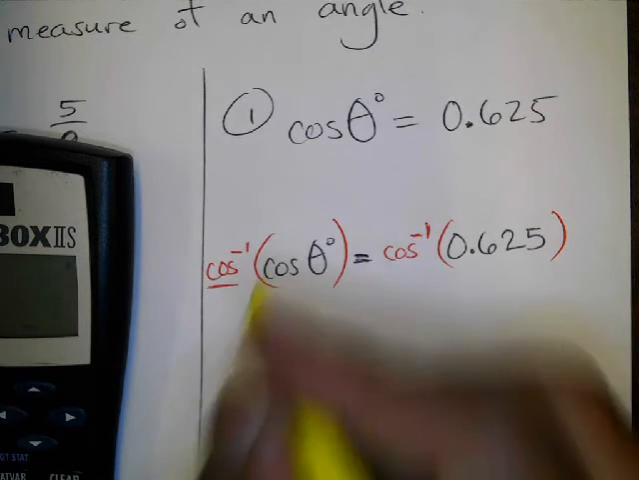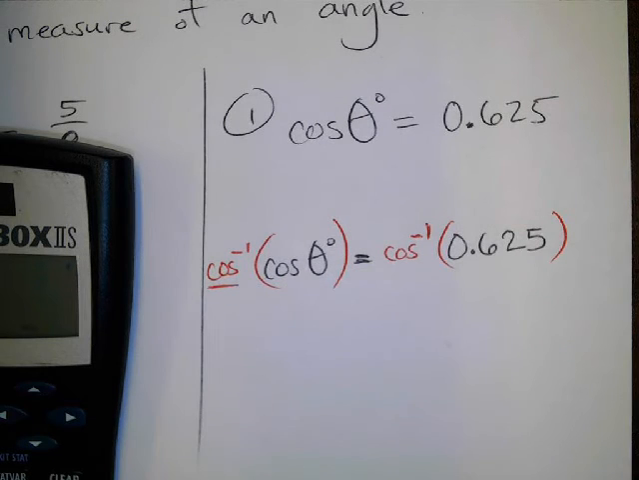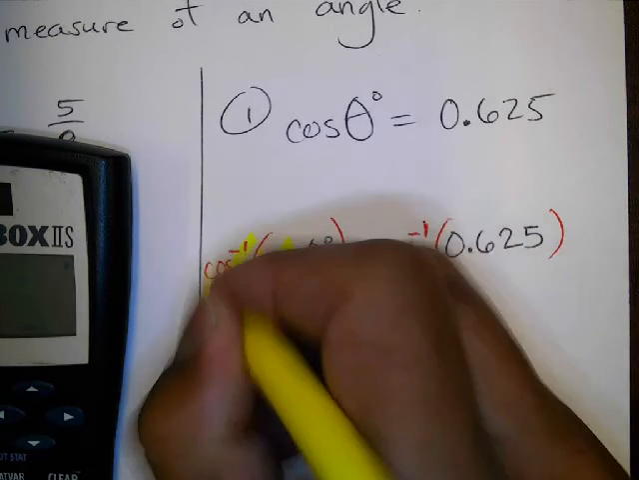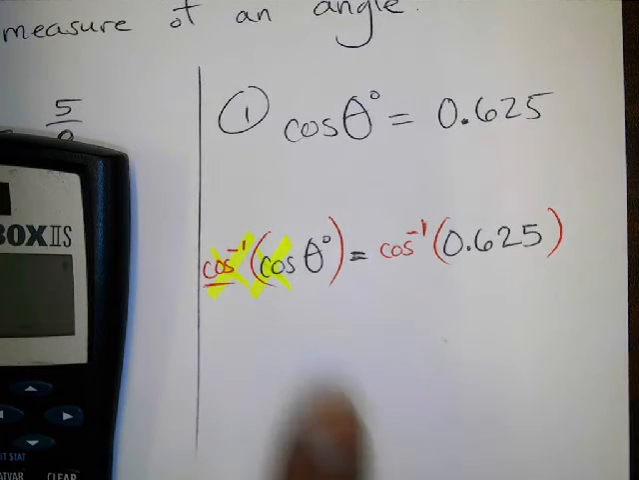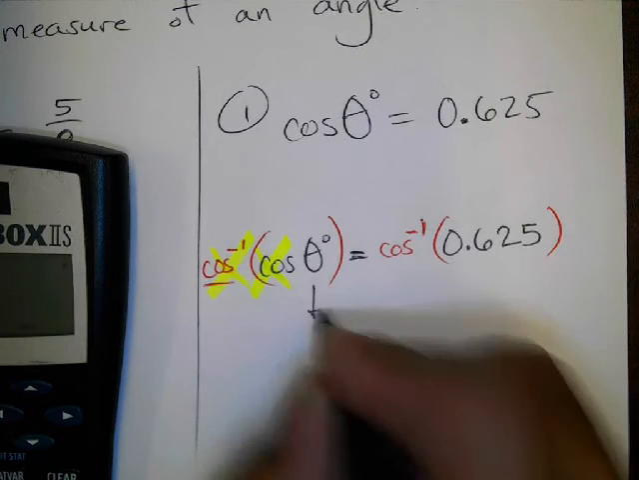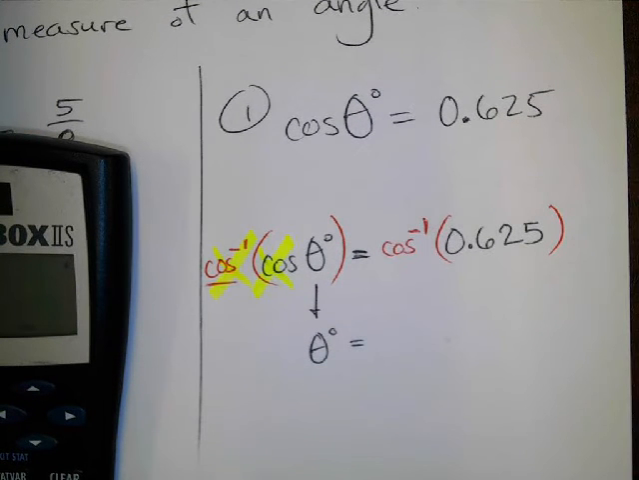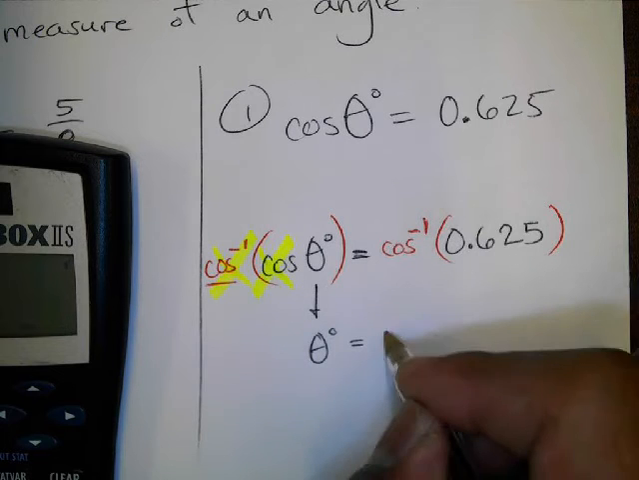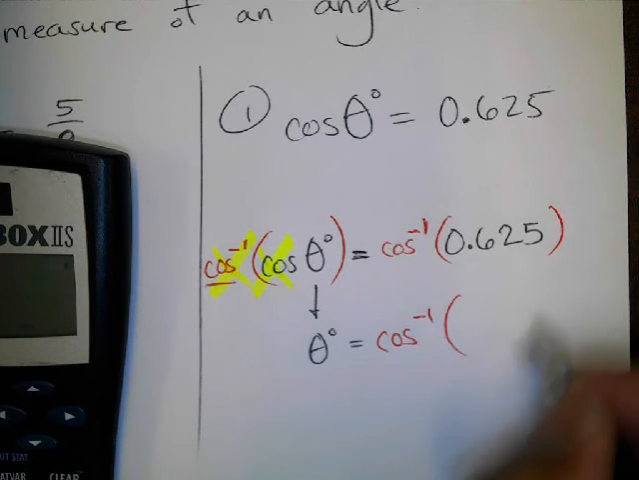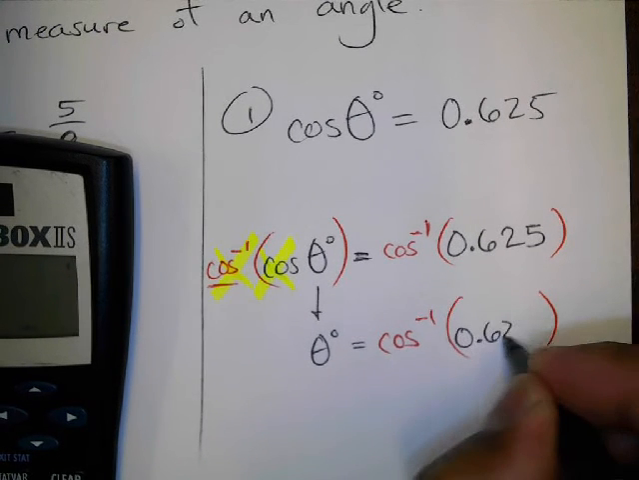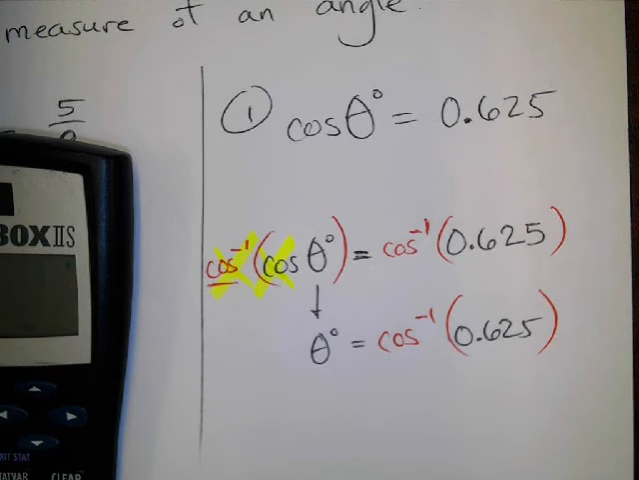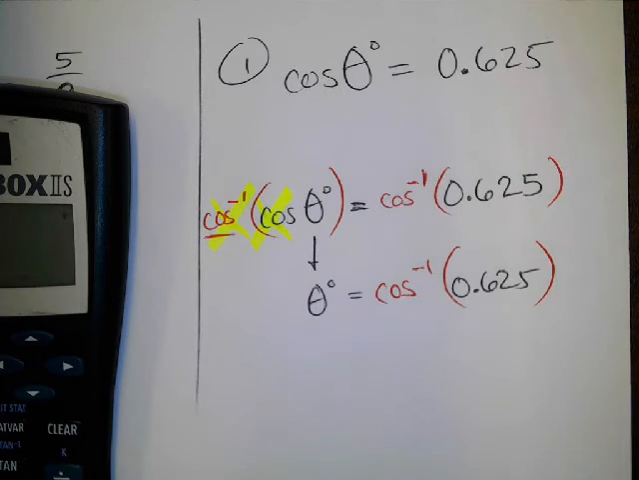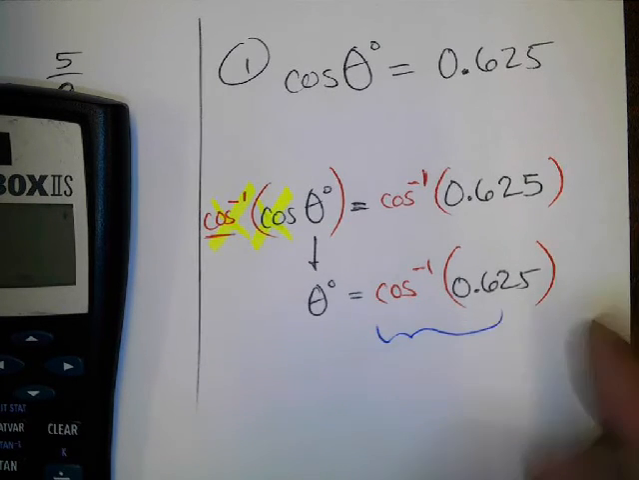So when I take the cosine inverse of cosine, what happens to them? They cancel each other out, and that's what we want, because we only want the angle. We want to solve for the angle. The angle is equal to cosine inverse of 0.625. That's what's happening, and then this part you just do on the calculator.